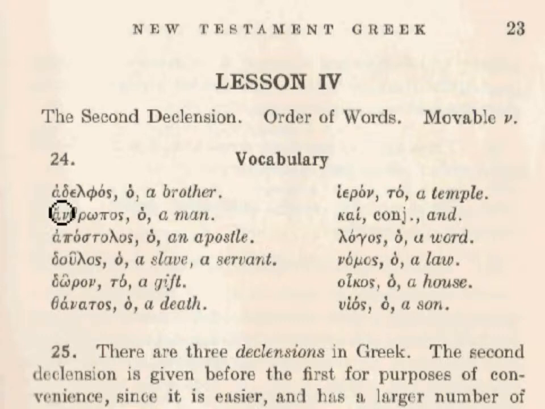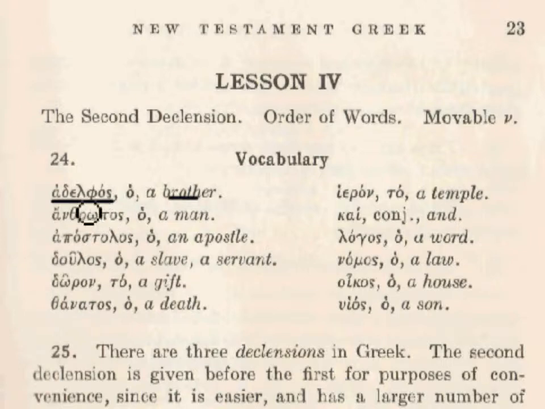The first of these words is the word adelphos. Adelphos, accented on the last syllable, means a brother. You, of course, are familiar with this. You know the city Philadelphia, which literally means city of brotherly love, or love of a brother. Adelphos is probably most famous for that, but it shows up in other cognates as well.